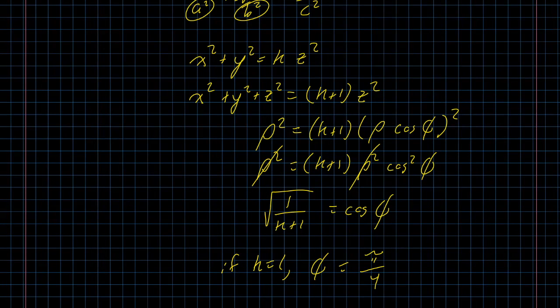One thing that I didn't do in this derivation is when I took the square root, I should have gotten positive or negative, which means that if k is equal to 1, well, cosine of pi over 4 is square root of 1/2, but I could also have negative square root of 1/2, which would mean I need 3 pi over 4. So that's where, again, the half cone comes in, because the top half of the cone would be phi equals pi over 4, the bottom half of the cone would be phi equals 3 pi over 4.